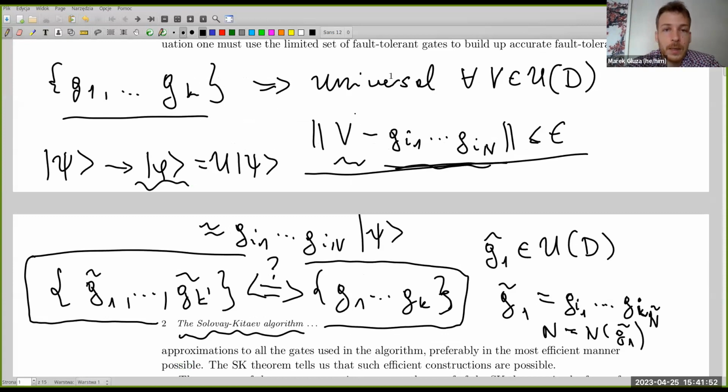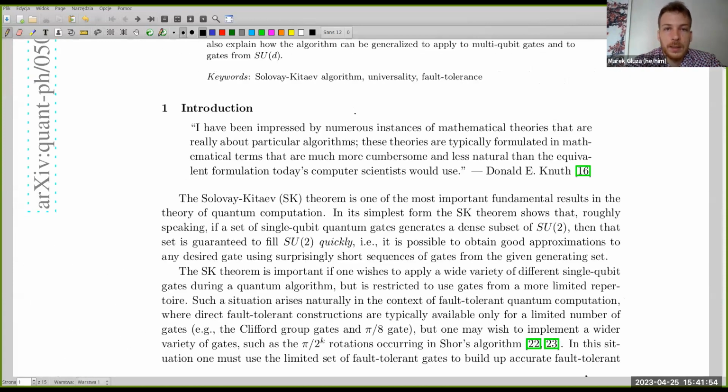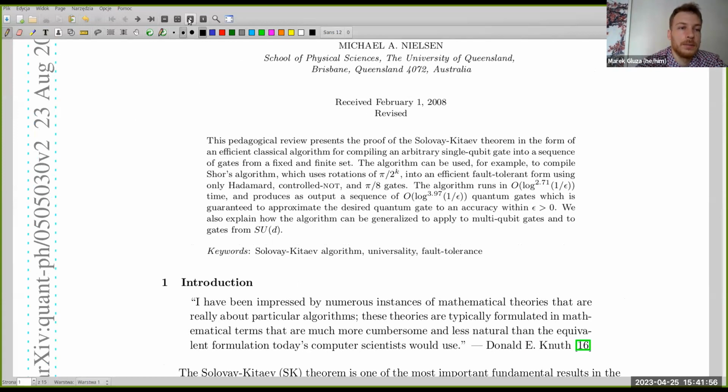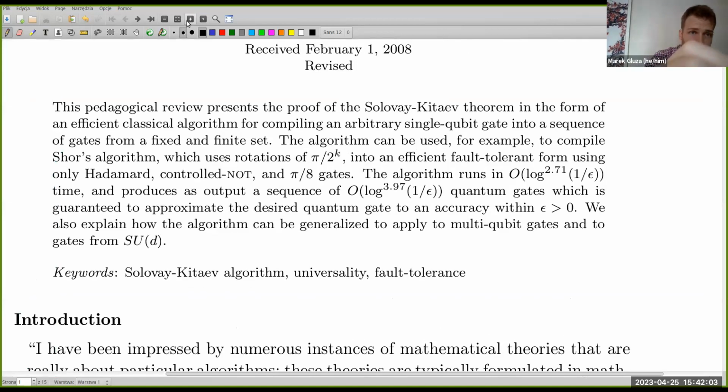Okay. If we look at the abstract, so we are in this archive paper here, and so let's look at the abstract.